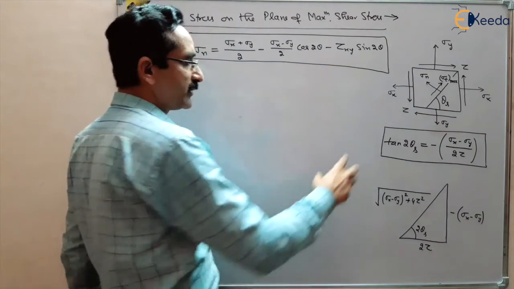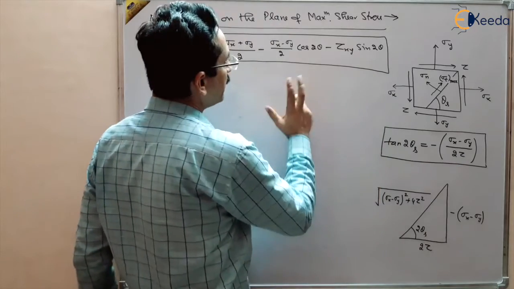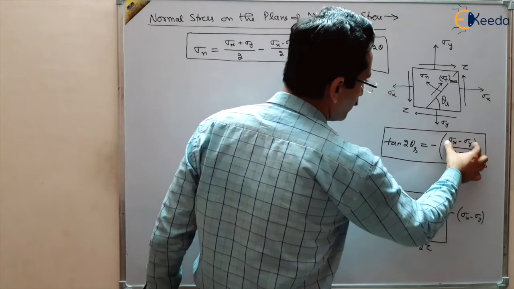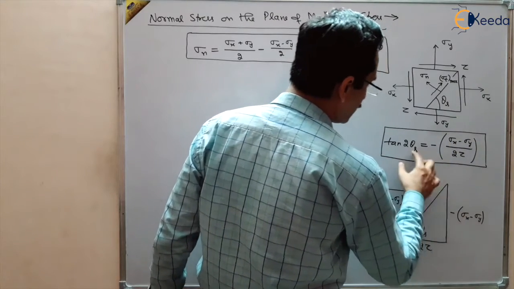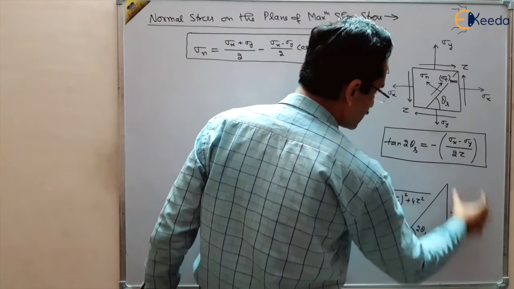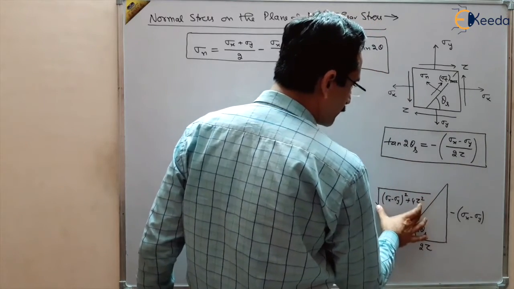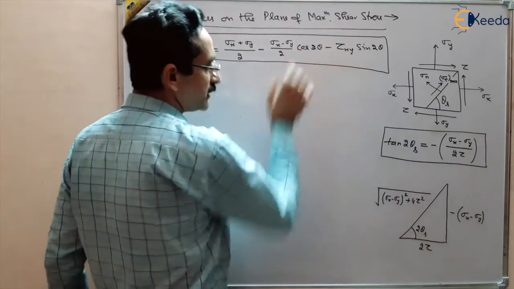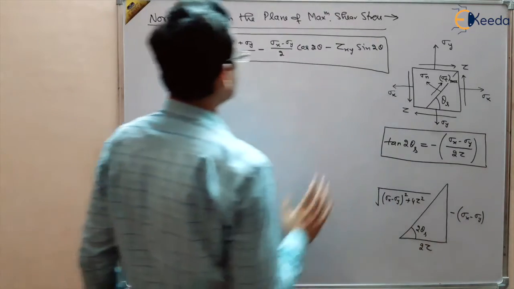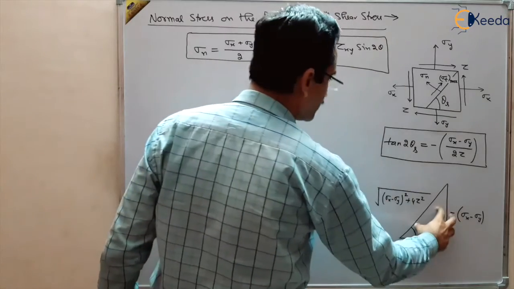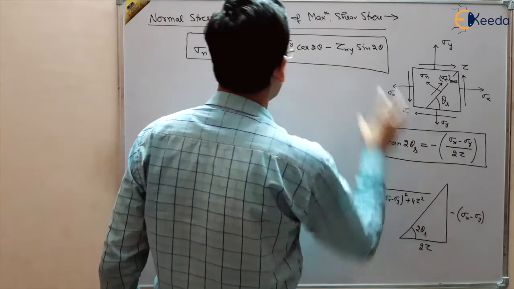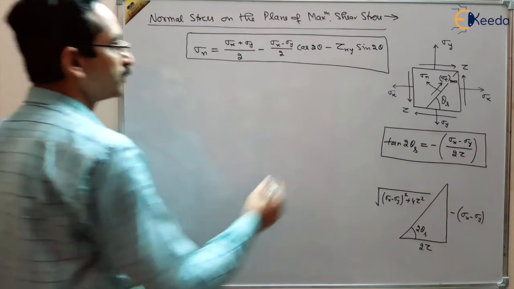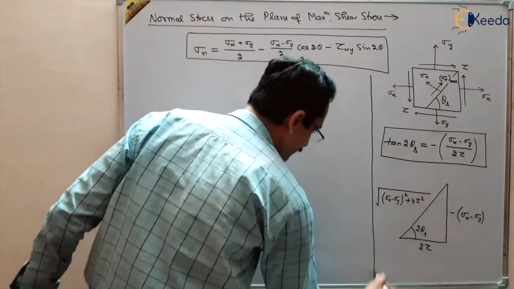Now because it is difficult to put 2 theta directly, what we can do is we have made this triangle and we have put the perpendicular. This tan 2 theta is perpendicular upon base, perpendicular is this, base is this, and hypotenuse we have obtained. Now sin 2 theta is perpendicular upon hypotenuse, cos 2 theta is base upon hypotenuse, right? So put the value of sin 2 theta and cos 2 theta using this triangle, and put these values and get the value of normal stress. So let us see what we are getting.